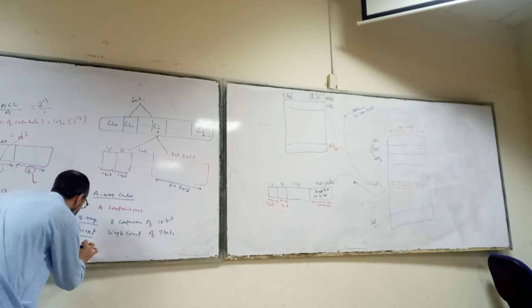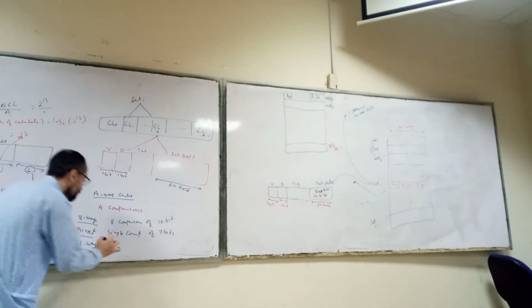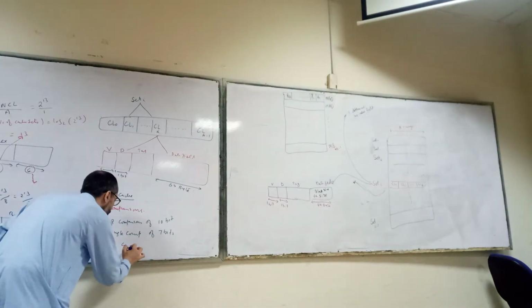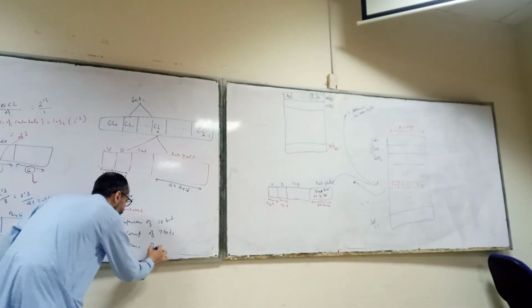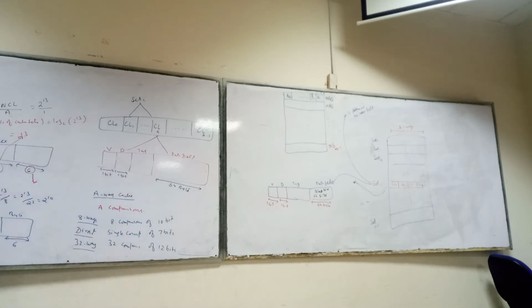And for 32-way, how many comparisons? 32 comparisons of 12 bits. So if we increase the associativity, we not only increase the number of comparisons, we are also increasing the number of bits, and it also increases the comparator size. So the comparator size is increased.